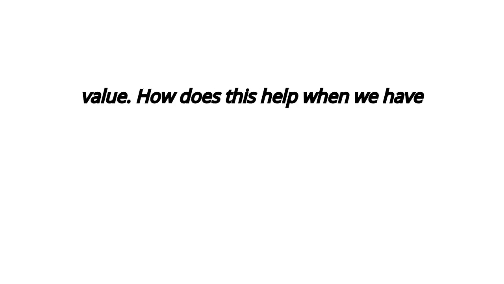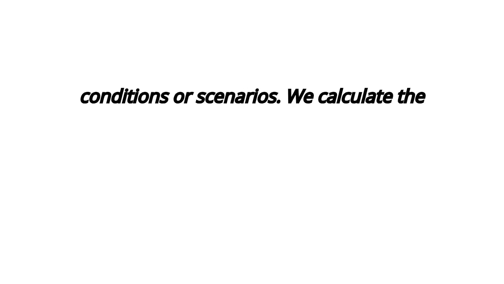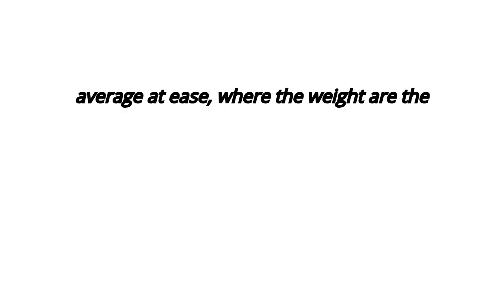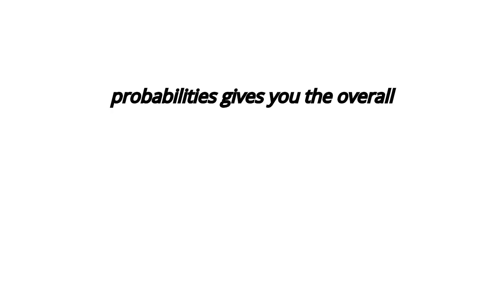How does this help when we have multiple possible scenarios, like rates up, down, or stable? The total probability rule for expected value allows us to calculate the overall expected value when there are several mutually exclusive and exhaustive conditions or scenarios. We calculate the expected value under each condition, like the conditional expectations we just discussed, and then take a weighted average of these, where the weights are the probabilities of each condition occurring. So back to Bancorp. Yeah, the example continues, showing how to calculate the overall expected EPS by considering both the declining rate scenario and the stable rate scenario, weighted by their respective probabilities. Gives you the overall picture.